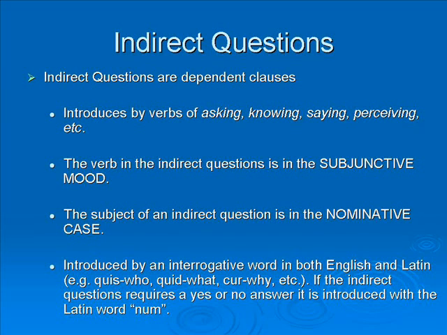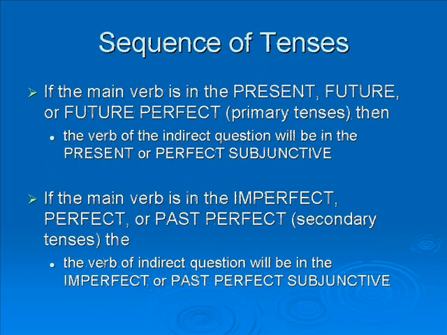For example, quis, who? Quid, what? Cur, why, etc. If the indirect question requires a yes or no answer, the Latin word num is used to introduce it. Like other subjunctive clauses, indirect questions will follow a sequence of tenses. Do not worry too much about this. Most of the time you'll use the right tense instinctively.